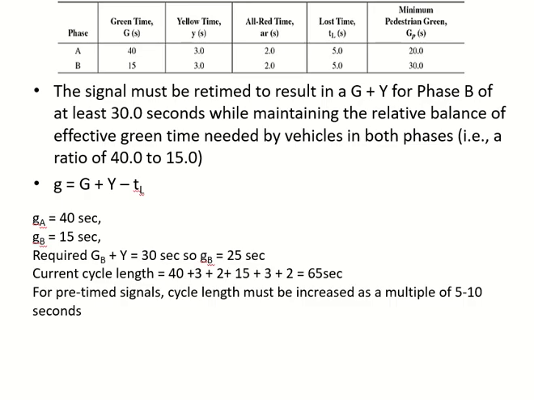So now I will increase the total time. First of all, I should know how much is the current total time. Total time will be green plus yellow plus all red, right? For both phases. So phase A green, yellow, all red. Phase B green, yellow, all red. Clear or not?